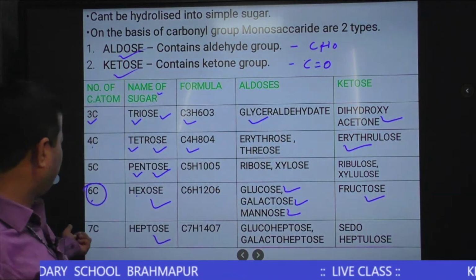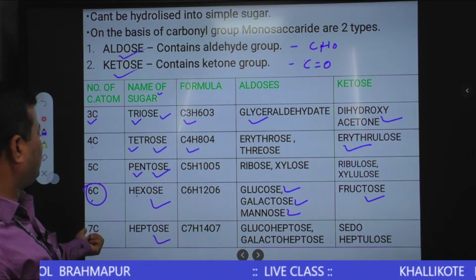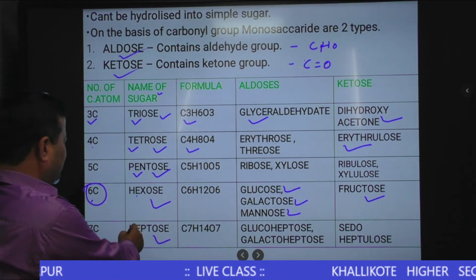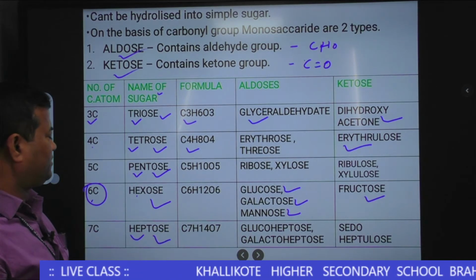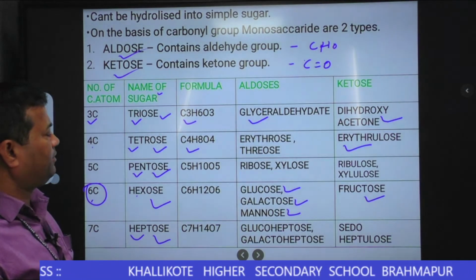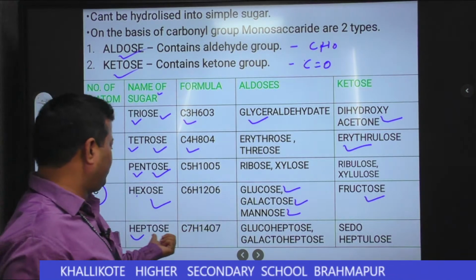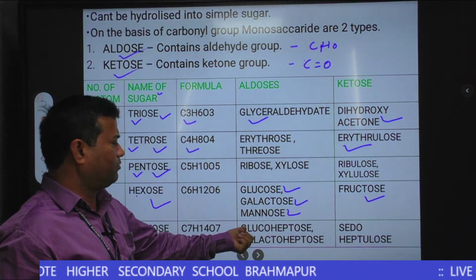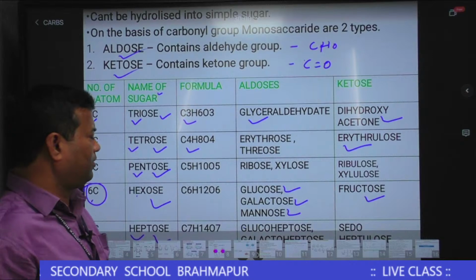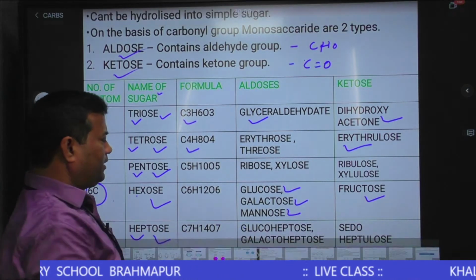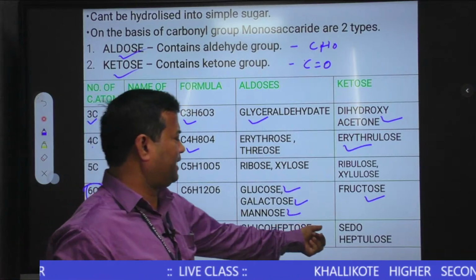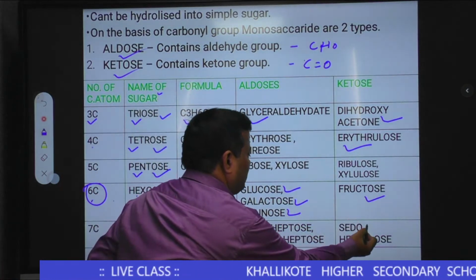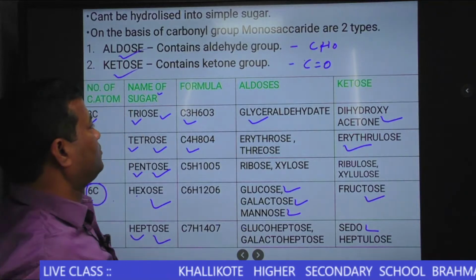Then comes the 7 carbon atom containing sugar, which is called heptose. Molecular formula is carbon 7, H14, oxygen 7. The aldose forms of heptose are glucoheptose and galactoheptose, and the ketose form of heptose is pseudoheptulose.